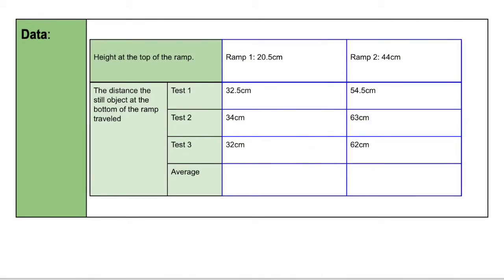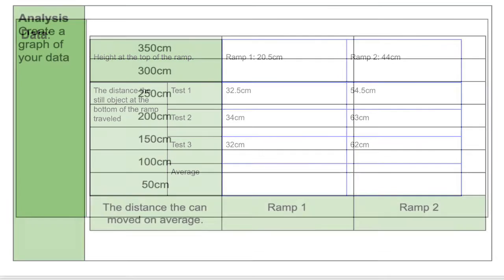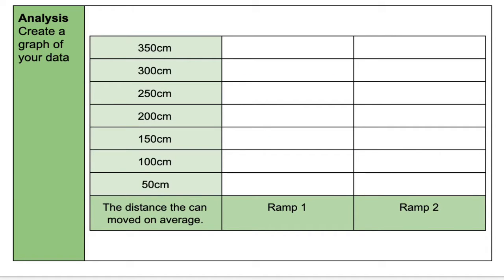Here you can see the data that I collected for you guys. At the top you see the height of the ramps. Ramp 1 was 20.5 centimeters, ramp 2 was 44 centimeters. You can also see the distances that the can moved. Your job now is to take those distances and use them to calculate the average that you'll then graph on the next slide. Here you're going to just graph the averages like you did yesterday.